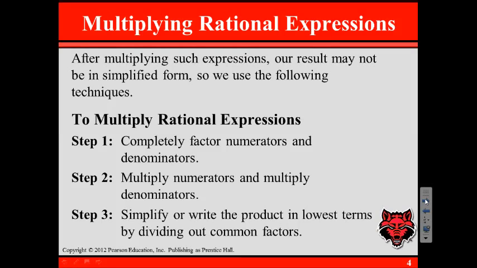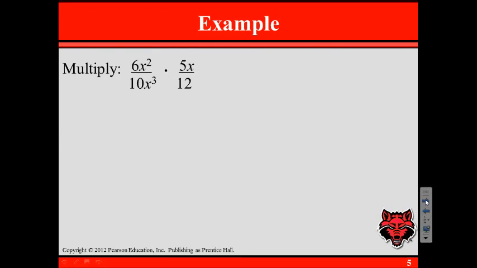Then we will multiply numerators and multiply denominators, and finally simplify or write the product in lowest terms by dividing out common factors. Let's try an example. 6x squared divided by 10x cubed times 5x over 12. Let's start by finding the prime factorization of each numerator and denominator. Remember, you can find the prime factorization by writing a factor tree for that number.